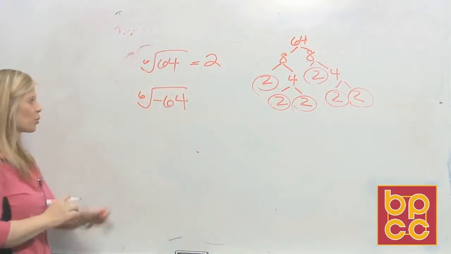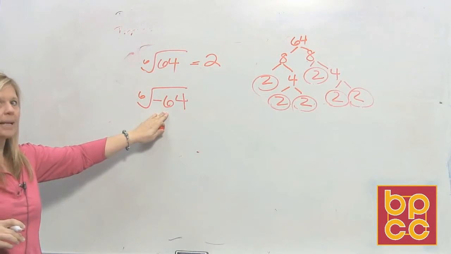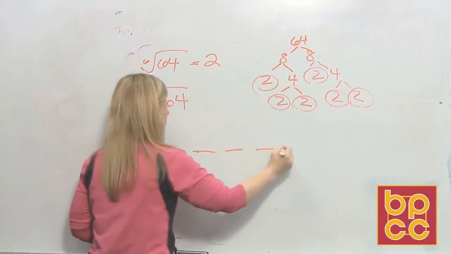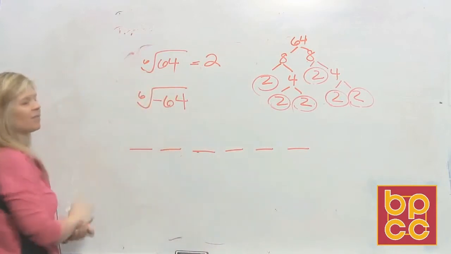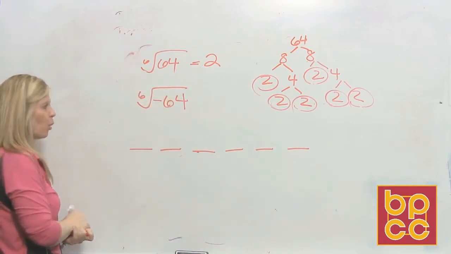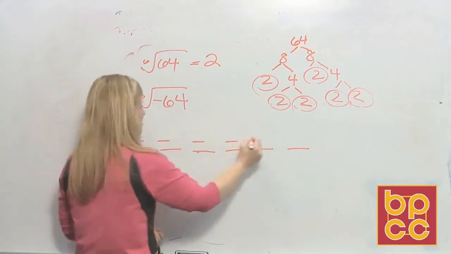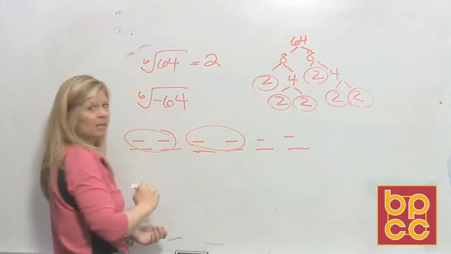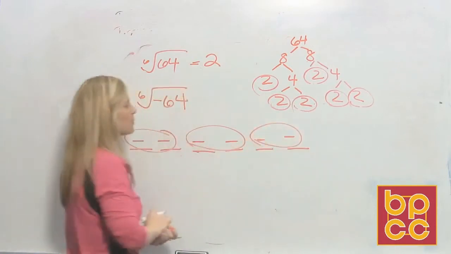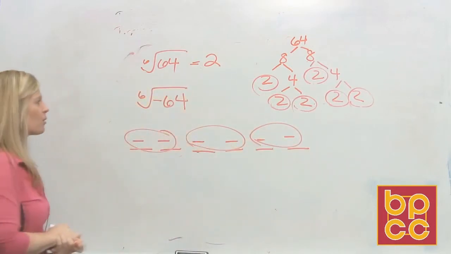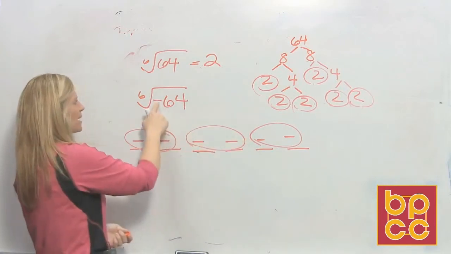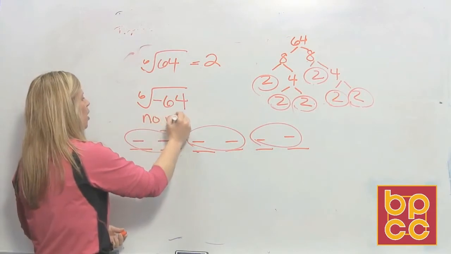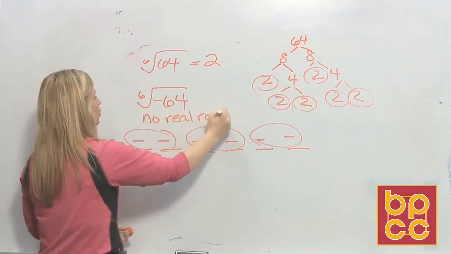Now, if you look at example 7, that says the sixth root of negative 64. Can you multiply the same number 6 times to get a negative 64? There's no way. Even if you put a negative out 6 times, a negative times a negative is a positive. There is no way to multiply a number 6 times to make a negative 64. So we say the answer is, if you can't do it, no real root.